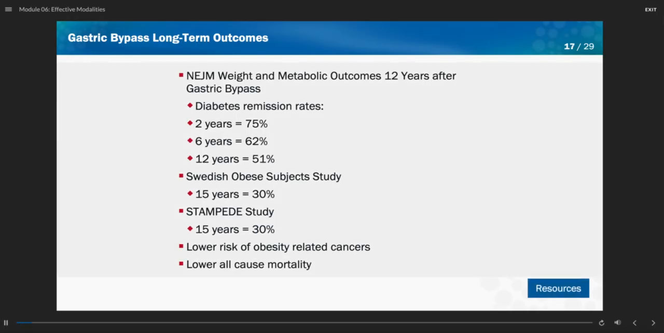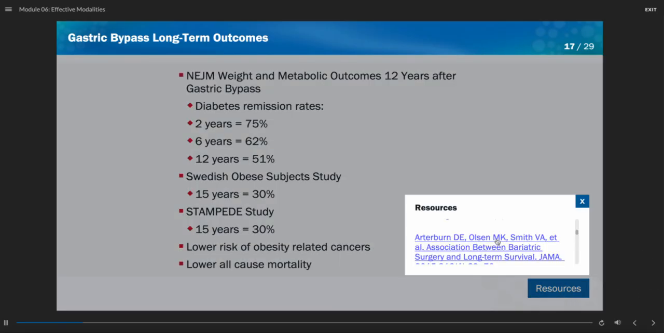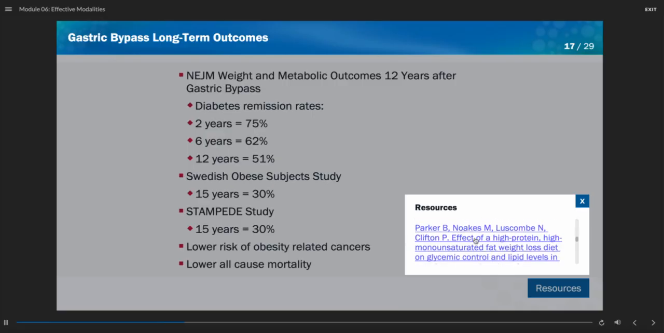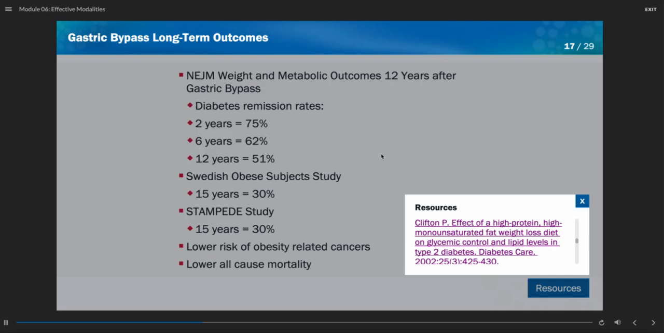A study published in the New England Journal of Medicine looking at weight and metabolic outcomes after 12 years following gastric bypass. Again, they found very high remission rates early on, 75% at 2 years, but a slow slide, 62% at 6 years, 51% at 12 years.